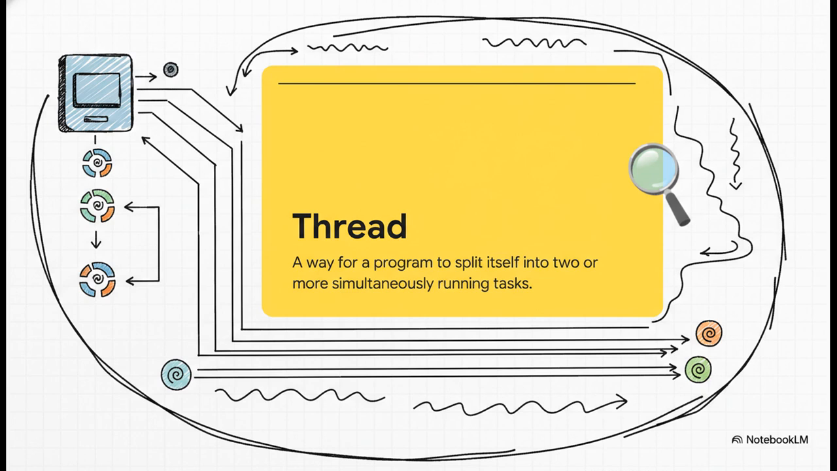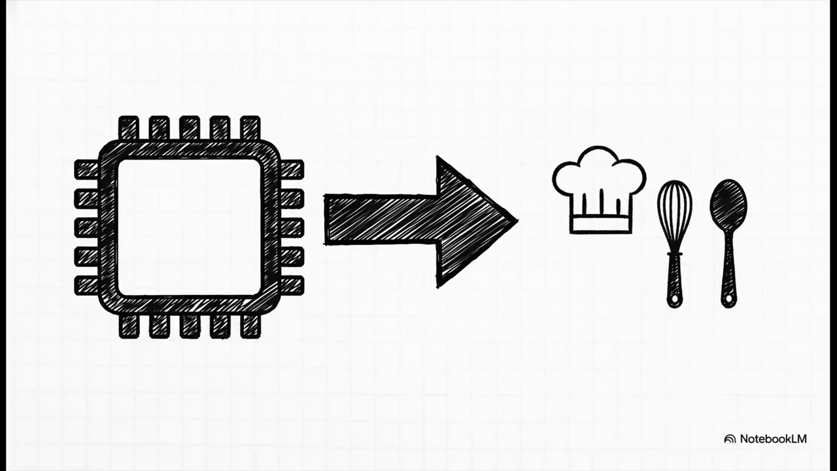So what in the world is a thread? The official technical definition is a single sequential flow of control within a program. But let's be honest, that doesn't help much. A much better way to think about it is this. A thread lets a single program break itself up into lots of smaller tasks that can all run at the exact same time, each on its own little piece of the processor. Okay, I know, that's still a little abstract.